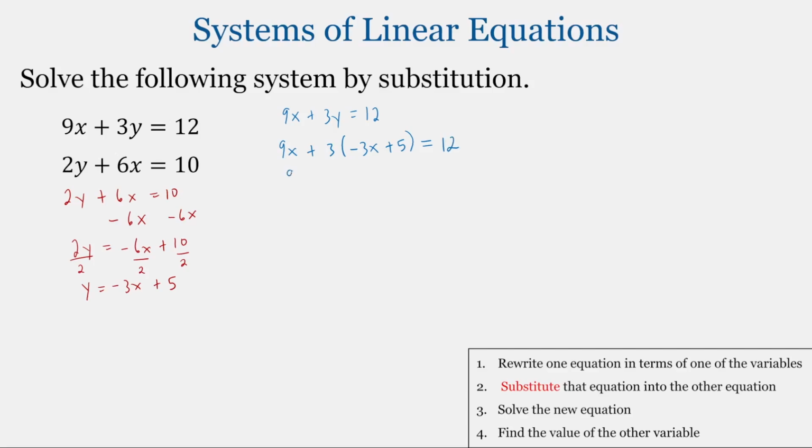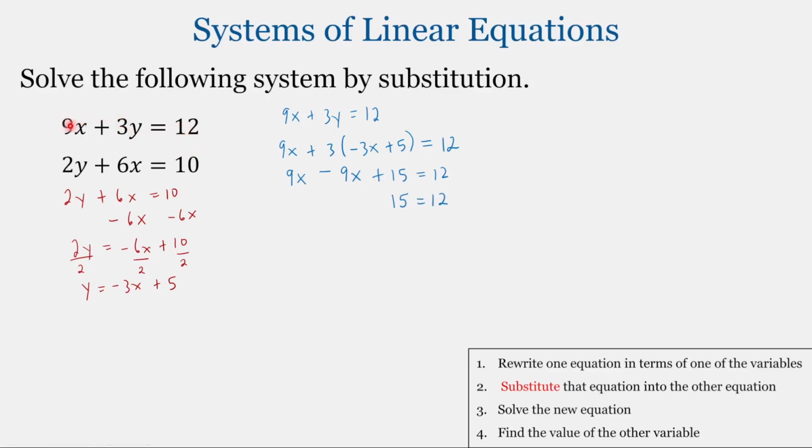We'll then simplify down this left side. We have 9x minus 9x plus 15 equal to 12. And then we're going to combine like terms. 9x minus 9x, that's 0. So we end up with 15 equal to 12.